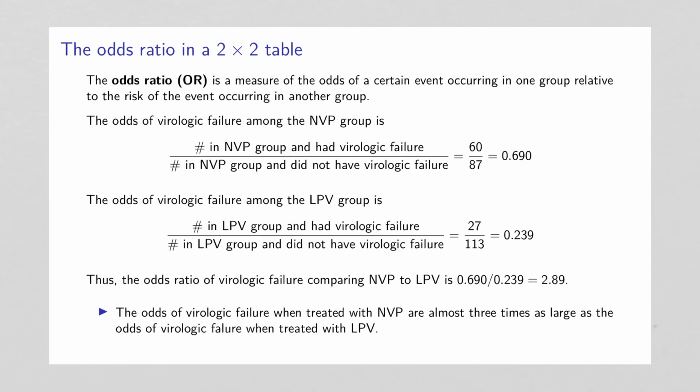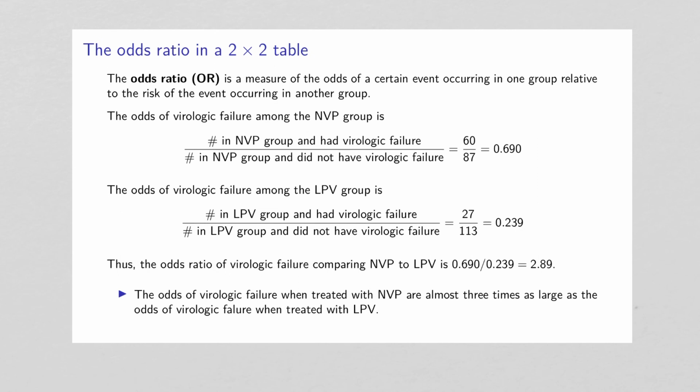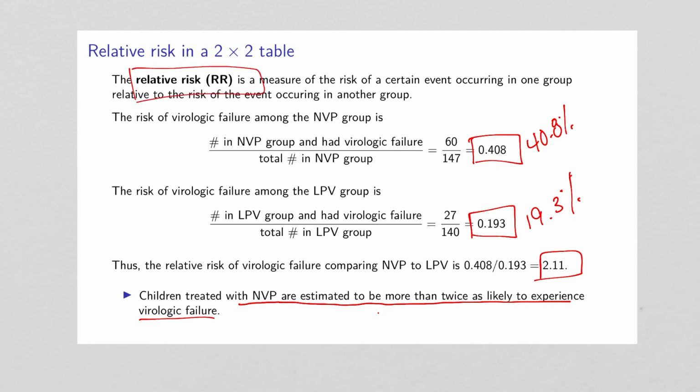Relative risk. We can also use odds. Odds ratio is a measure. The odds of virologic failure in NPV is 0.69, or 69%, and in the other group the odds is 0.239. Again, the odds is bigger in the NPV group than the LPV group. You might be confused at times between risk and odds. They're two different things: probability and odds. One is using odds, the other one is using probability. And odds is taking us towards logistic regression, but again, that's all extra. Just know the difference between an odds ratio and a relative risk.